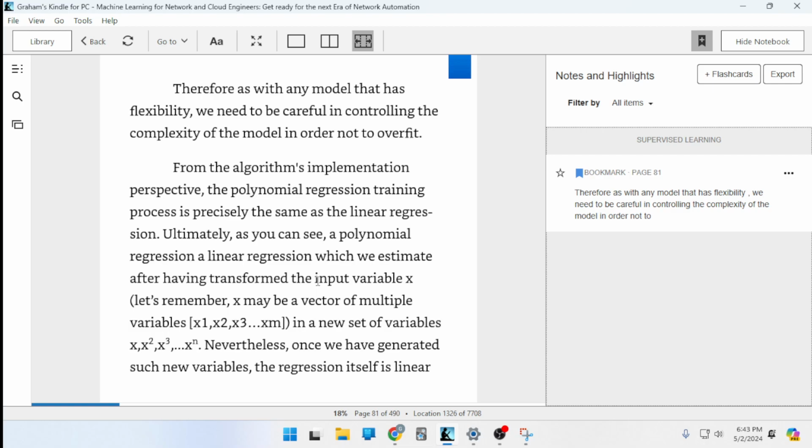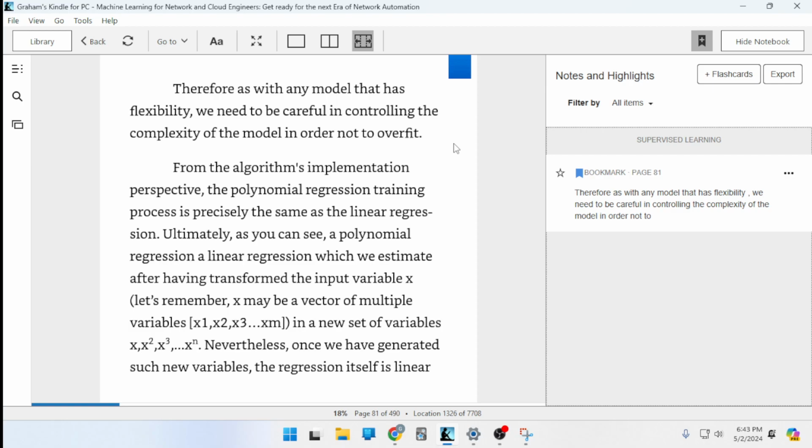In a new set of variables. Okay, so let's remember x may be a vector of multiple variables in a new set of variables. Similar, yeah. Now n's used, and now they're exponents.